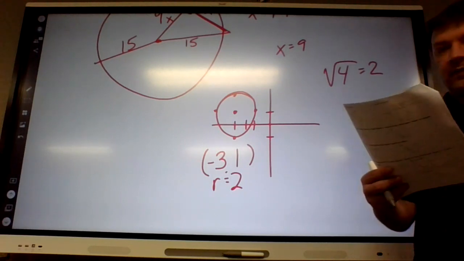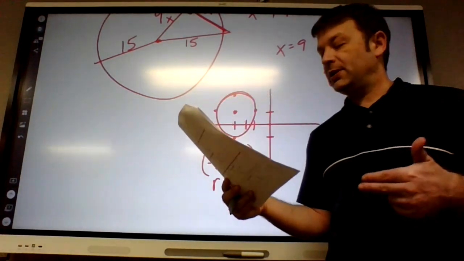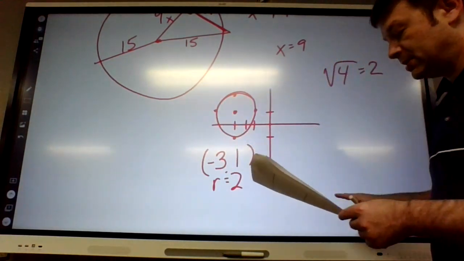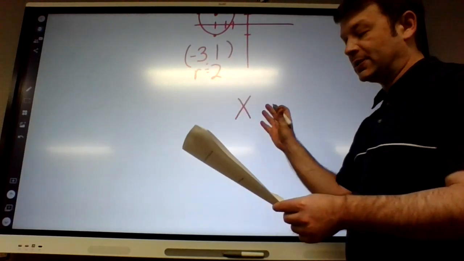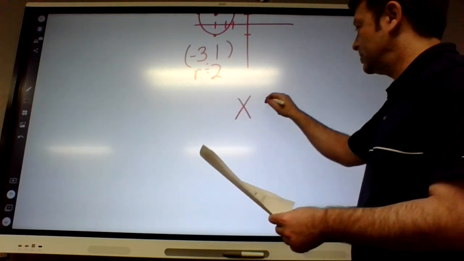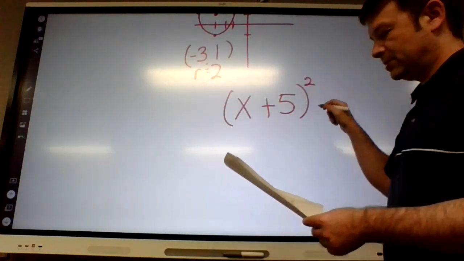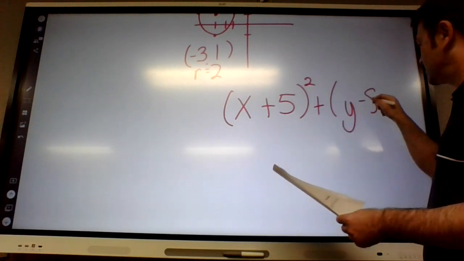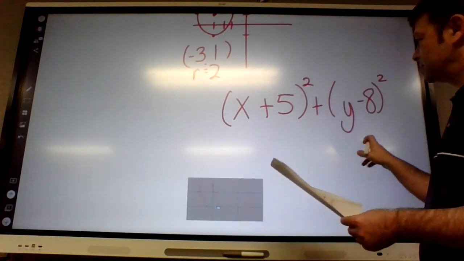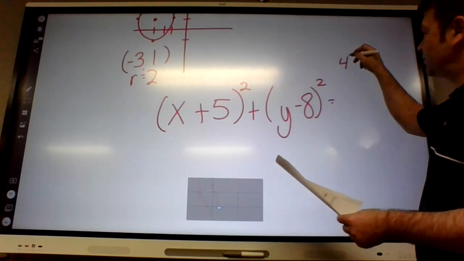Okay. For 16, it's kind of the opposite. They're giving you the center and the radius, and you're supposed to write the equation. So, notice how I did the opposite, right? So if it says -5 for the x-coordinate, then you do x plus 5 squared. Plus, and then the y-coordinate is 8, so it's y minus 8 squared. And the radius is 4, so you're supposed to put 4 squared.